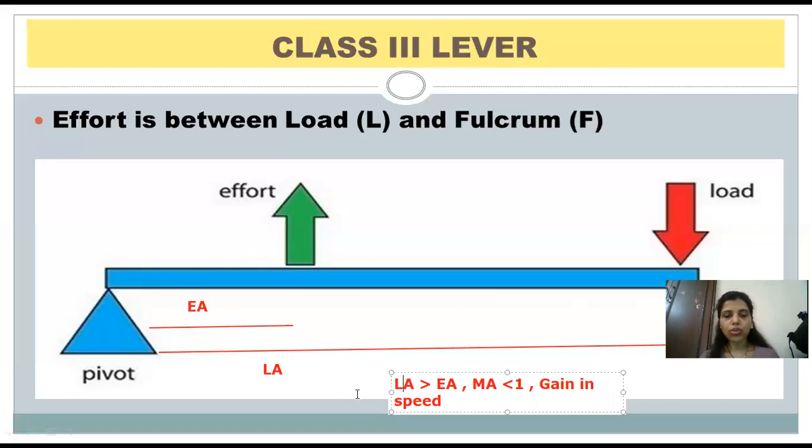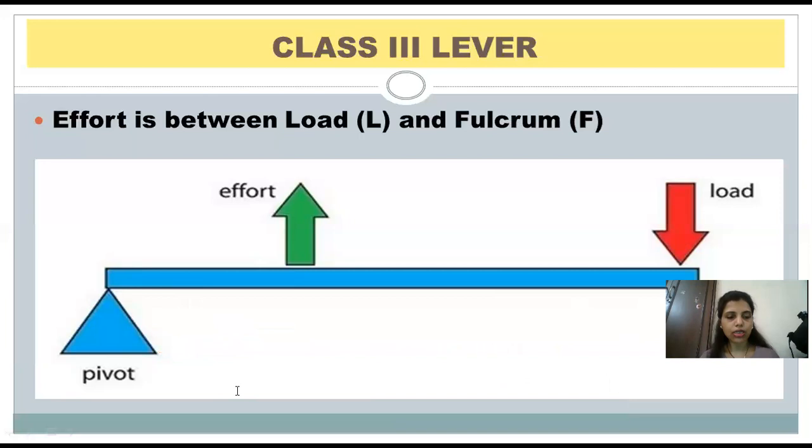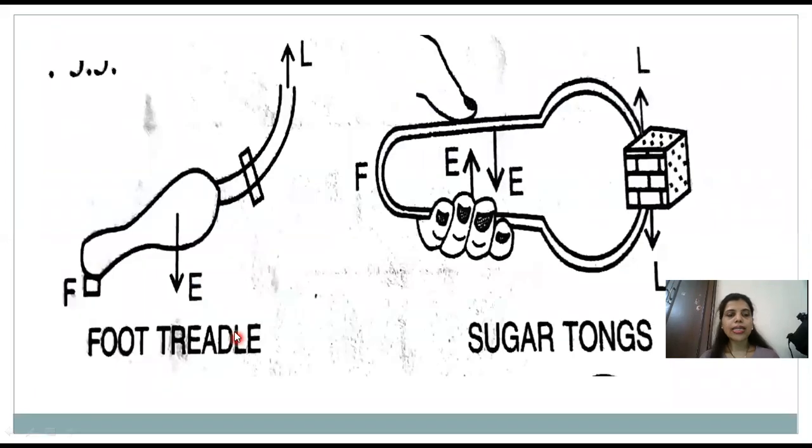So now we go to the examples after this. In case of the example of a foot treadle, you can see over here, this is the length between the fulcrum and the effort, and this is the length between the fulcrum and the load. So you can see load arm is always going to be greater than the effort arm. So as load arm is greater than effort arm, what can you write about the MA? MA is going to be less than 1. And as MA is less than 1, it will act as gain in speed.